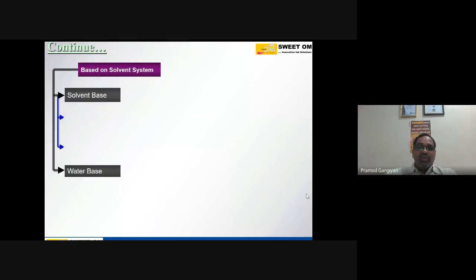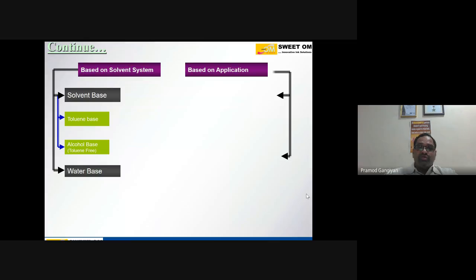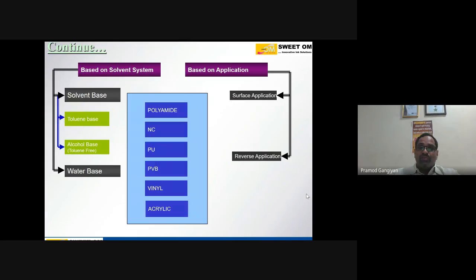Same thing, if we conclude in a different way, based on solvent system or based on applications, again the same bases: polyamide, nitrocellulose, polyurethane, polyvinyl butyrate, vinyl, and acrylic. Vinyl is basically nothing but VCVA. Vinyl, this is a copolymer: vinyl acetate, vinyl chloride copolymer. So in short, we call it vinyl resin.